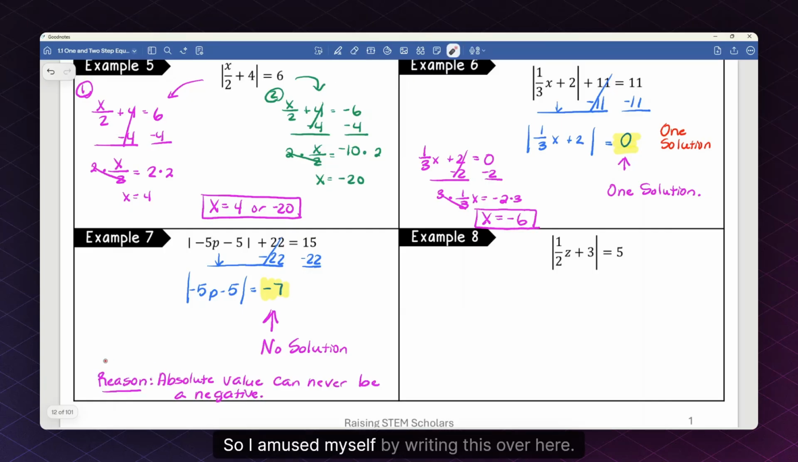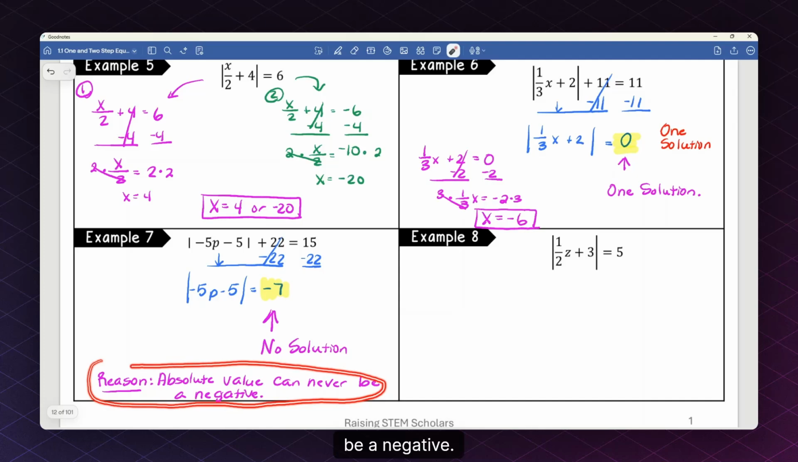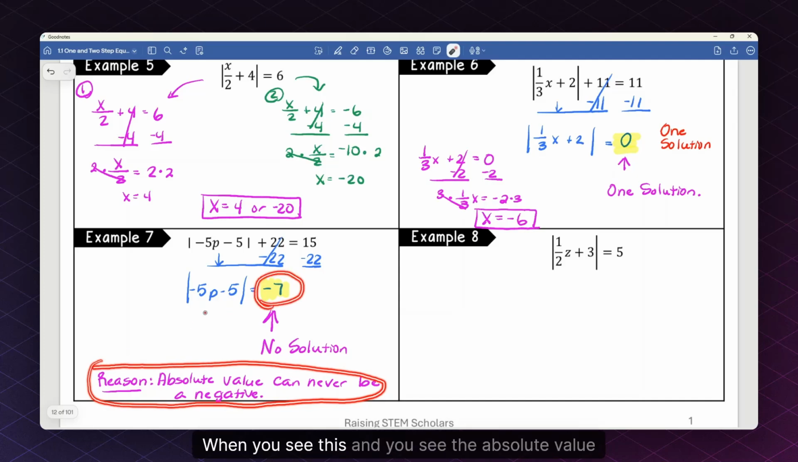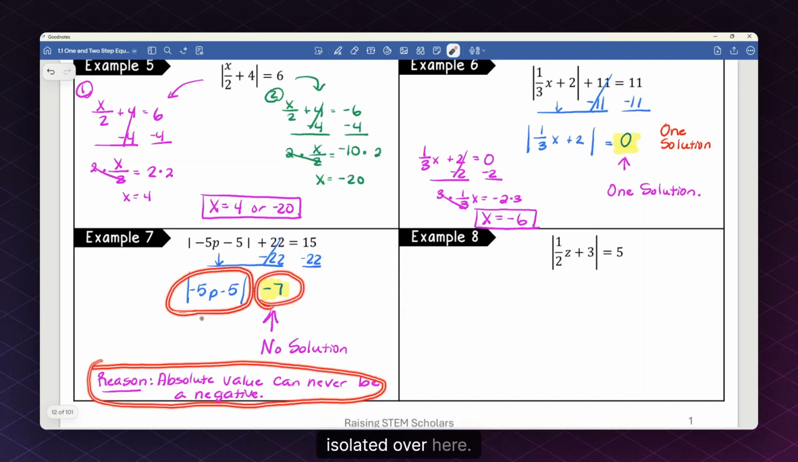So I amuse myself by writing this over here. So the reason for this is absolute value can never be a negative. When you see this and you see the absolute value isolated over here.